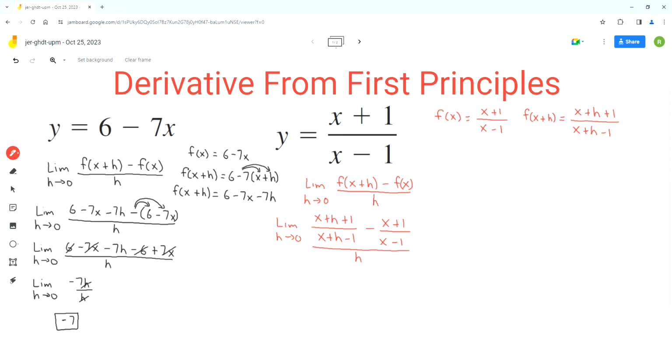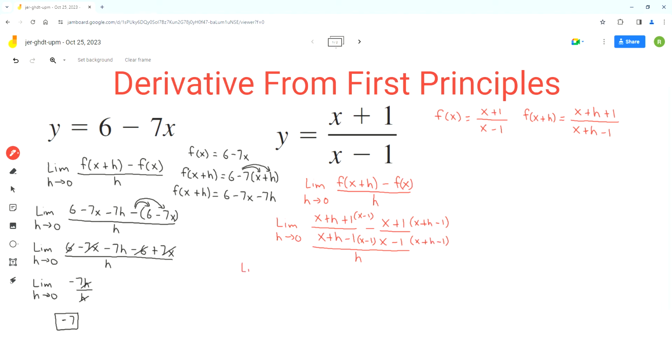Now we cannot do the substitution for h because that will make the denominator 0. So we'll have to subtract the fractions in the numerator, and for that we'll have to find a common denominator. So we'll multiply the first fraction by x minus 1 in the numerator and denominator. And we'll multiply the second fraction by x plus h minus 1 in the numerator and denominator.